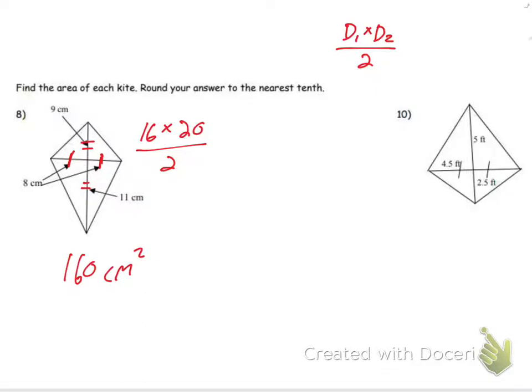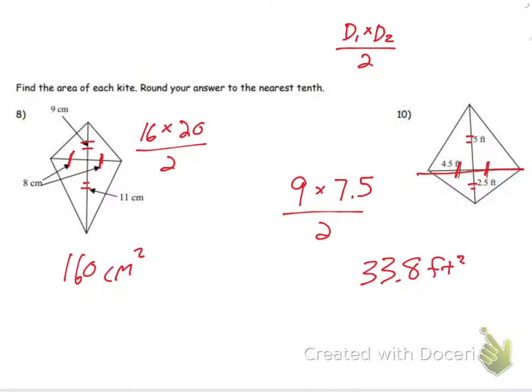All right, this one is number 10 here, a little hard to see, but if this is 4.5 feet, that means this is 4.5 feet. If I add those two together to make this entire diagonal, that's going to be 9. And then I have 2.5 feet and then 5 feet. So 5 plus 2.5 would be 7.5. And then divide that by 2. So 9 times 7.5 is equal to 67.5, divided by 2 would be 33.75, and I'm going to round it to the tenth, 33.8 feet squared.